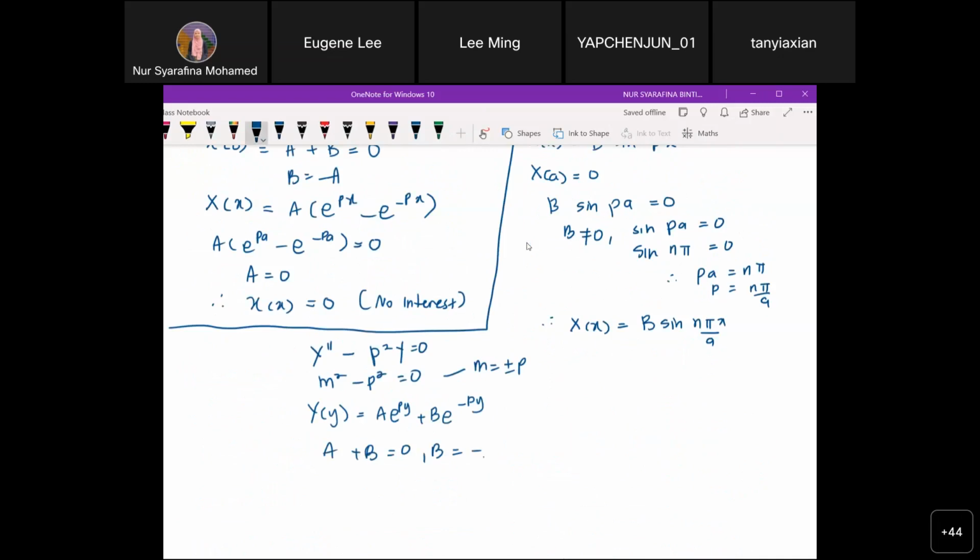And same process, now your y is A e to the py minus e to the minus py. Okay, because we only have one condition of y, then we just substitute what your p is there. So y equals A e to the n pi over a y minus e to the minus n pi over a y. So this is your x, this is your y.